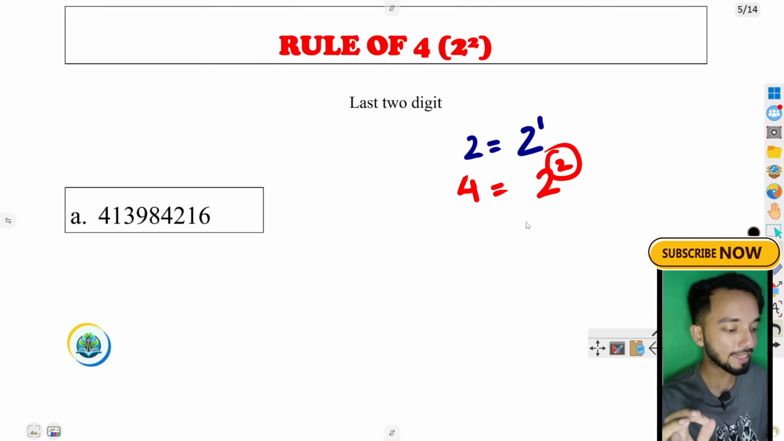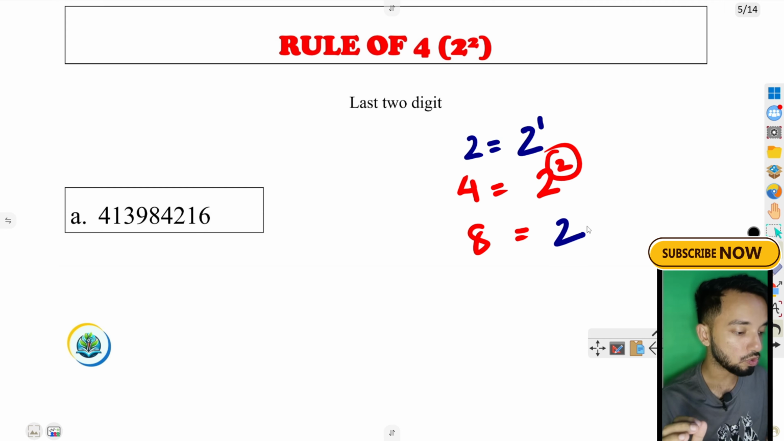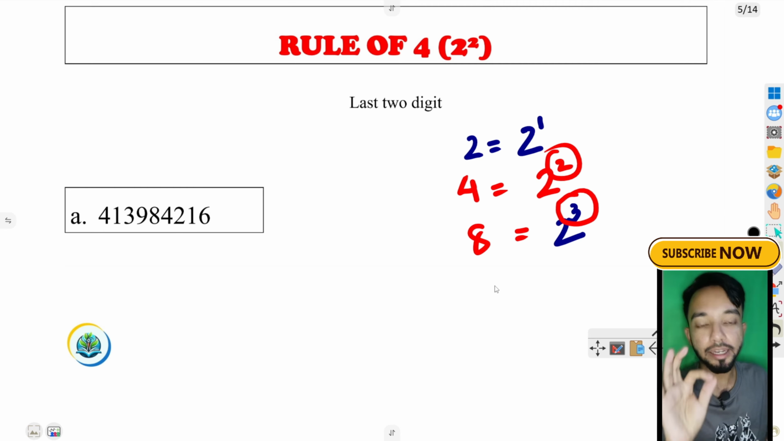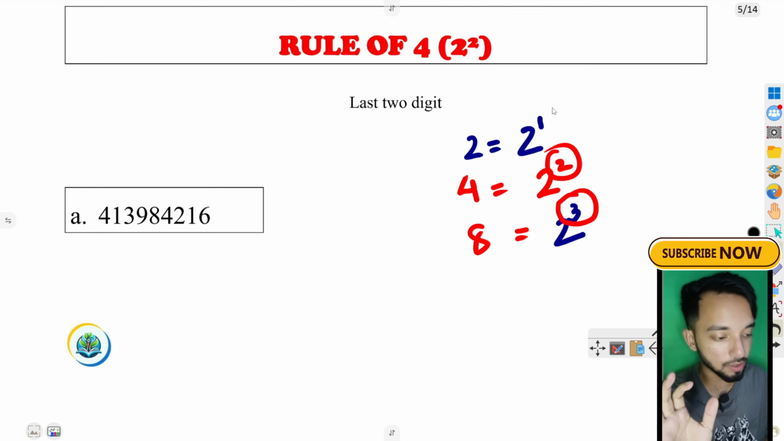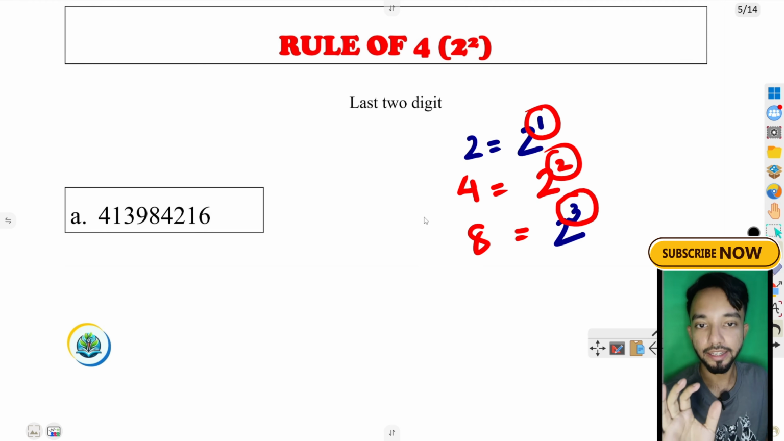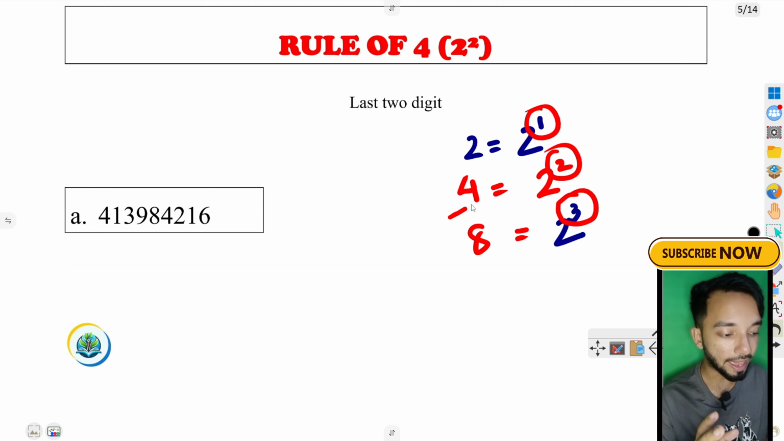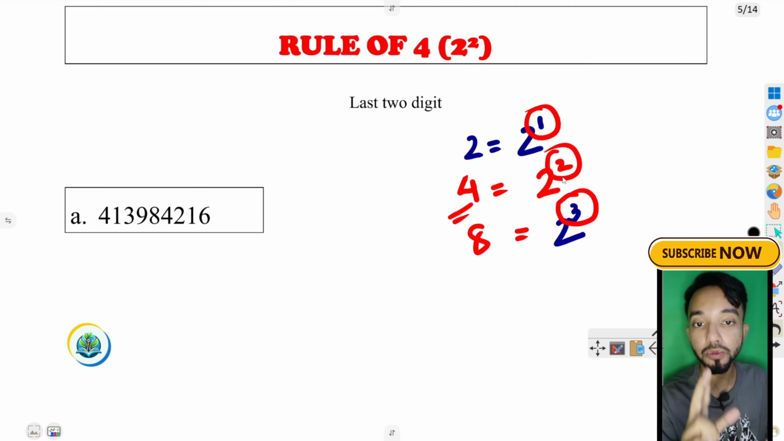So 8 can be written as, how can we write 8? 8 can be written as 2 to the power 3, right? Let's check the power. Why do we need to check the power? For 2, the divisibility rule was to check the unit place. If it's even, that means it's divisible by 2. For the rule of 8, we need to check the last 3 places.